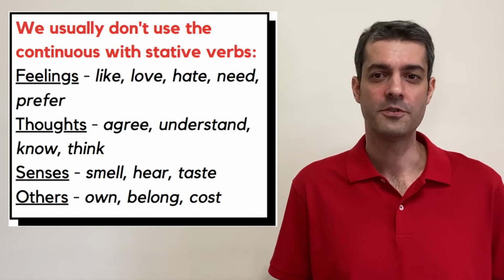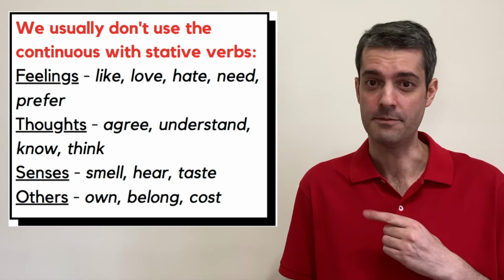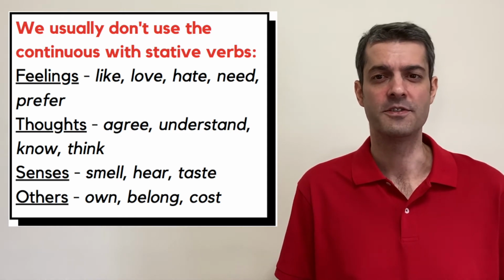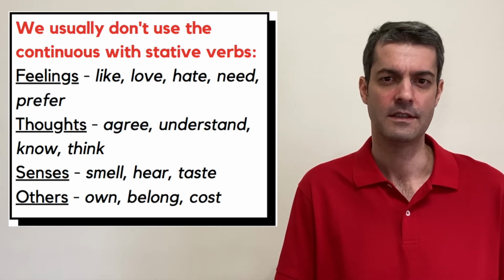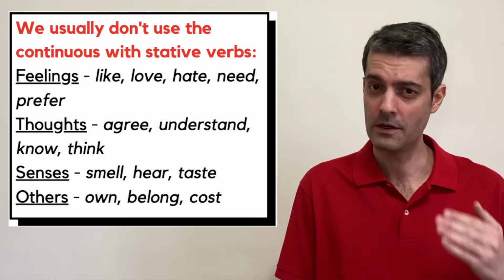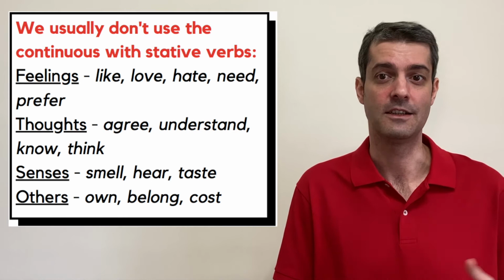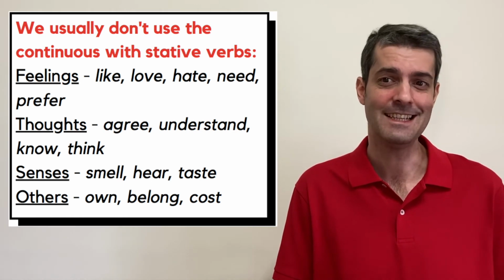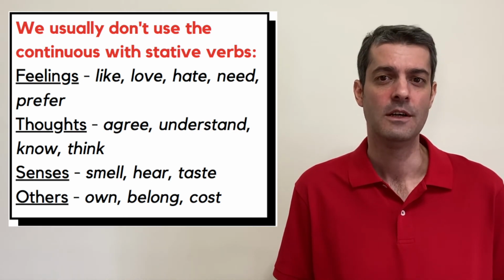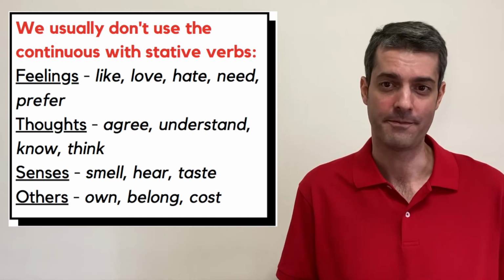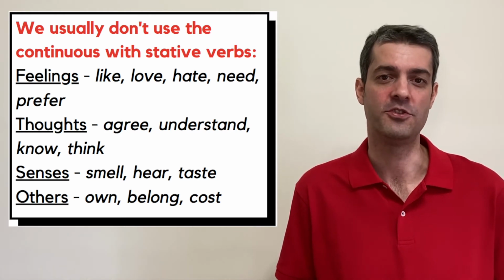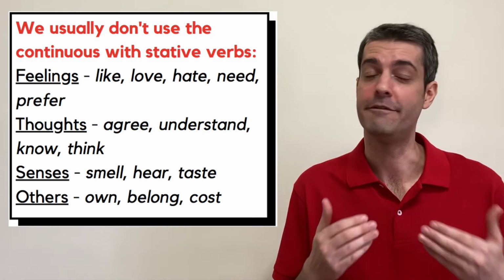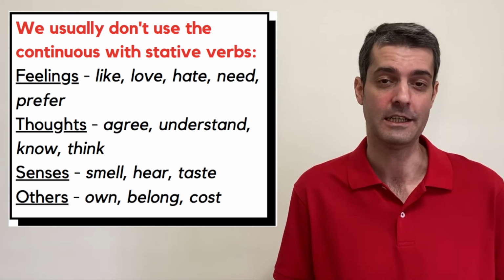We usually don't use the continuous form with stative verbs. Stative verbs include those that talk about feelings, thoughts, senses, and a few others. However, it's becoming more and more common to use verbs like love, like, and hate in the continuous form when speaking informally. We could say, I'm hating every minute of my new job. Again, this is a very, very informal way of speaking.